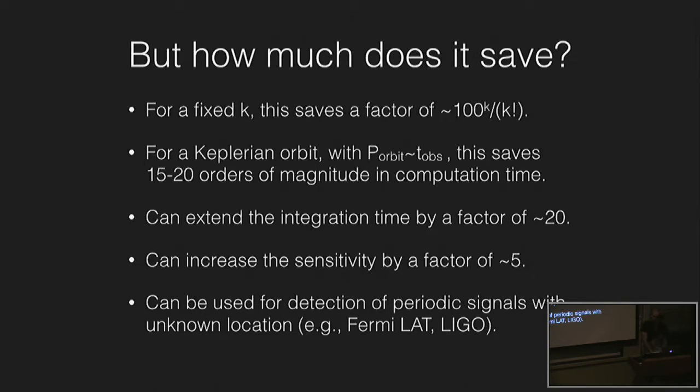So for a fixed t to the k of this problem, this saves 100 to the power k divided by k factorial. So let's use the t to the 6 there. That's quite a lot. For a Keplerian orbit, I can already tell you it saves about 10 to the 15 to 10 to the 20 order in computation time.